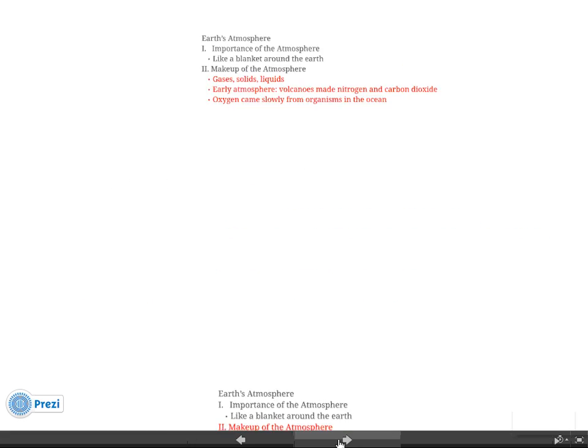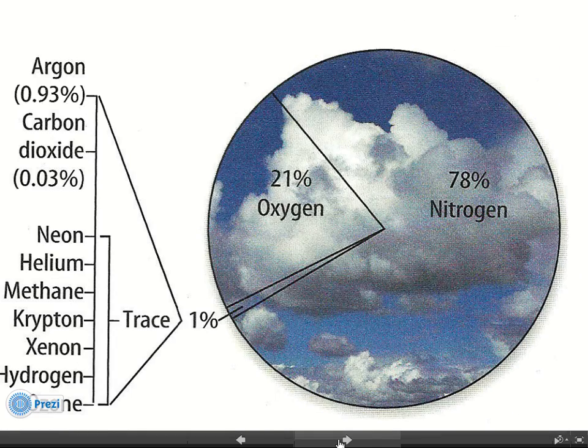So if we go to page 9, okay, the graphic at the top of page 9, that's figure 2, it shows us that the atmosphere today is mostly nitrogen, 78% nitrogen, only 21% oxygen, and then 1% of all these other gases.